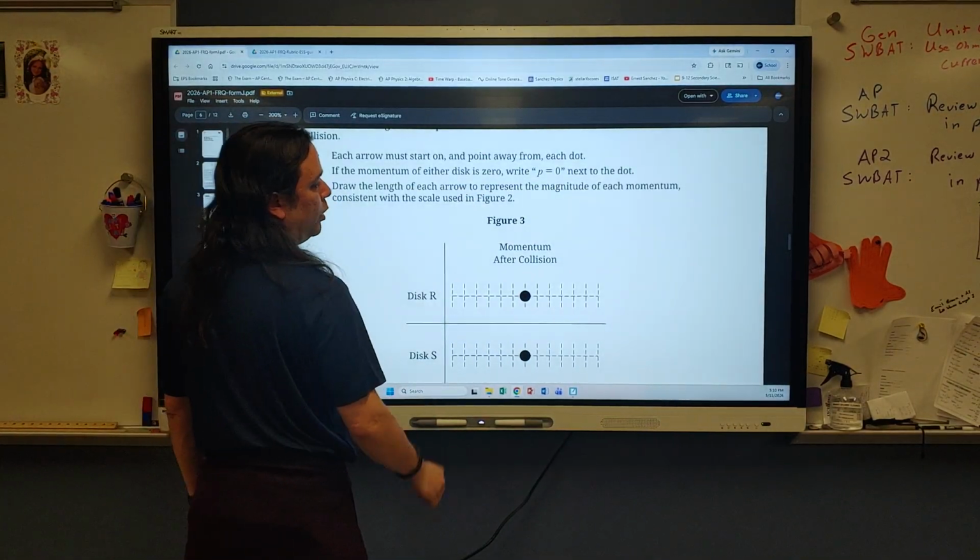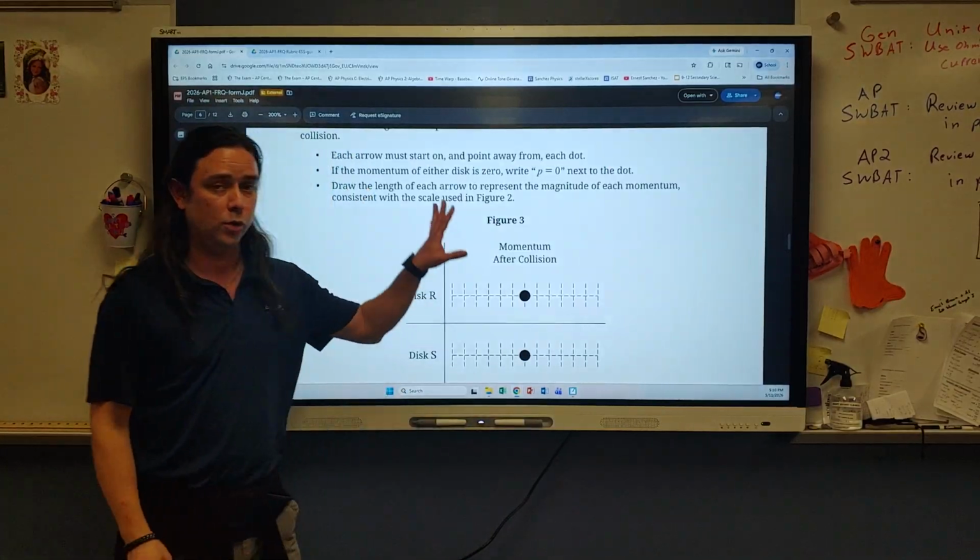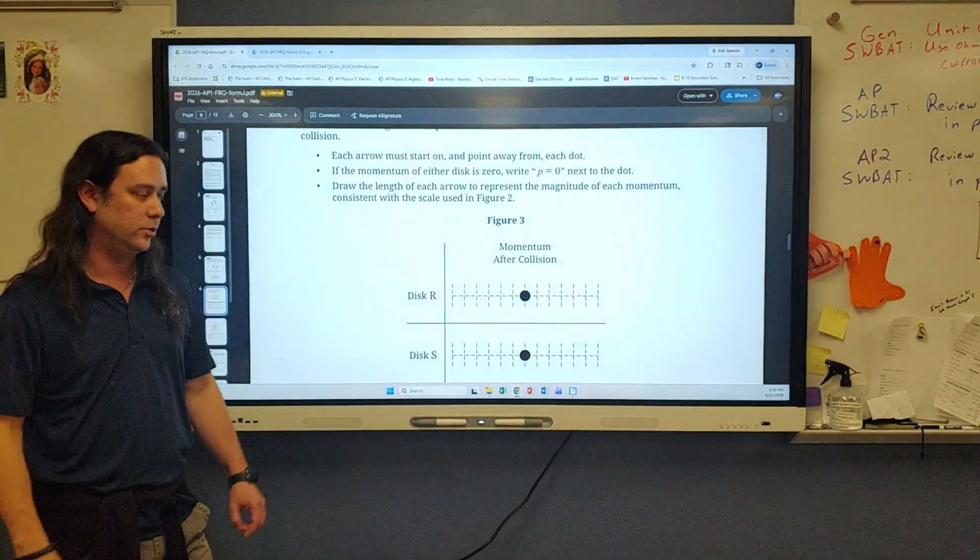Draw the length of each arrow to represent the magnitude of each momentum consistent with the scale used in figure 2. Here's where they're telling us that we got to make certain that the scales are correct.